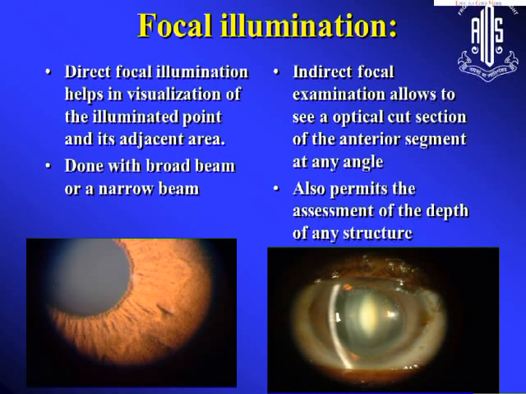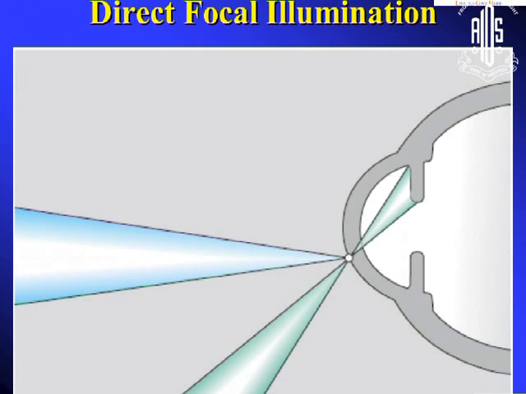Now, that was diffuse, and next you come to focal illumination. Focal illumination can be direct or indirect. Direct helps in visualization of the illuminated point and its adjacent area, done with a broad beam or narrow beam, which I will show you just now. Indirect focal examination allows you to see the optical cut section of the anterior segment at any angle, and also permits assessment of the depth of any structure. Now a narrow beam is thrown there. It is not diffuse light. You are now giving a narrow beam and focused light.